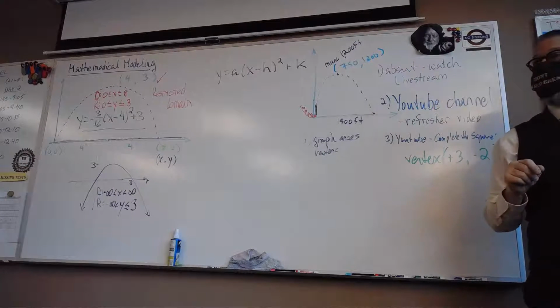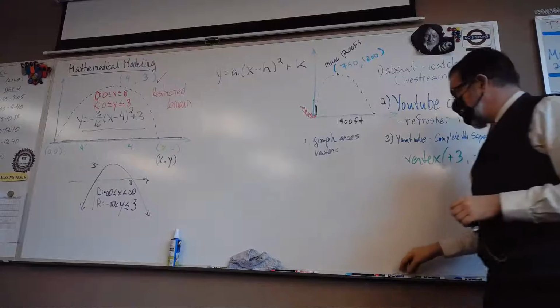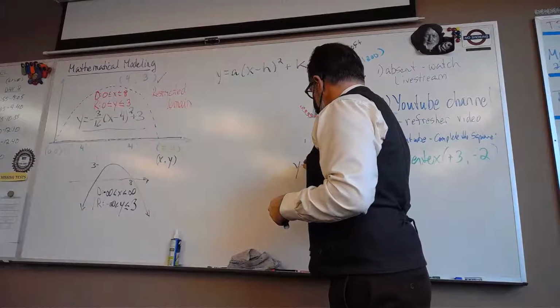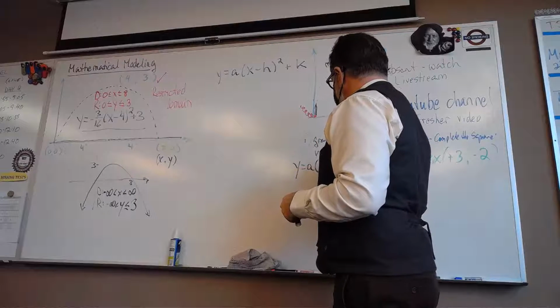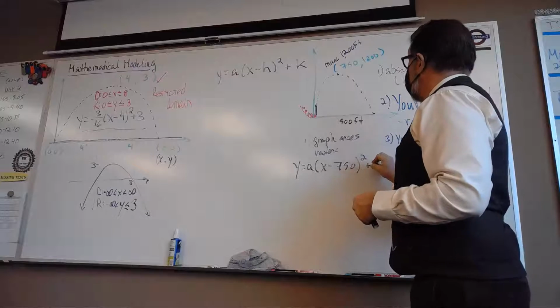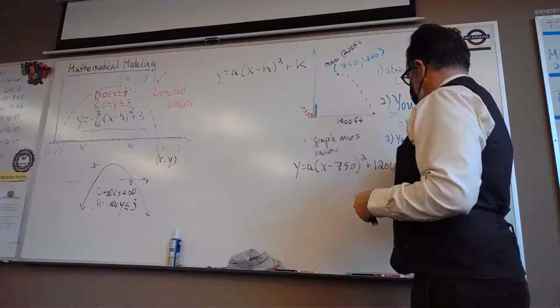I know H and K. So I can write the equation y equals a parentheses x minus 750 squared plus 1,200.